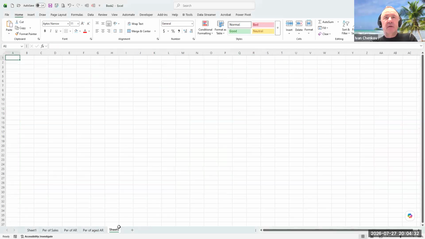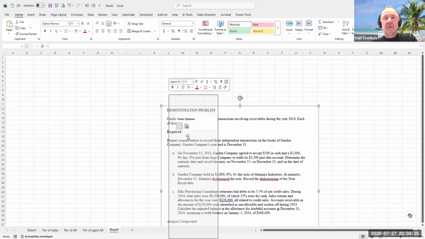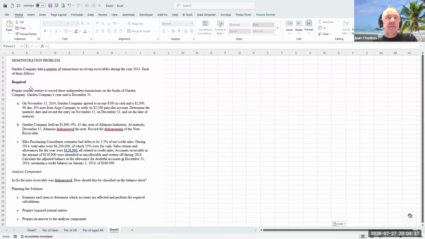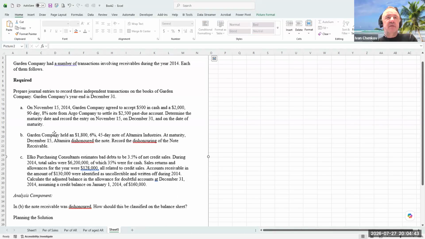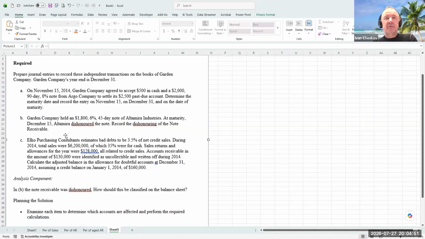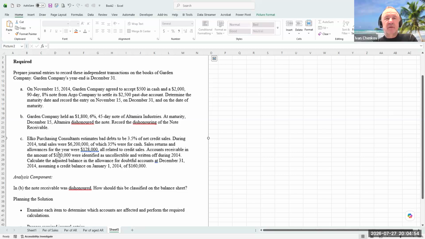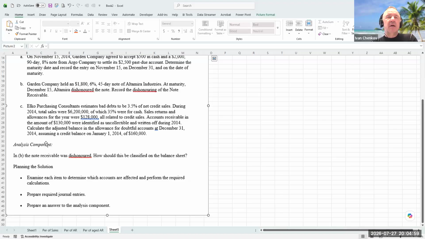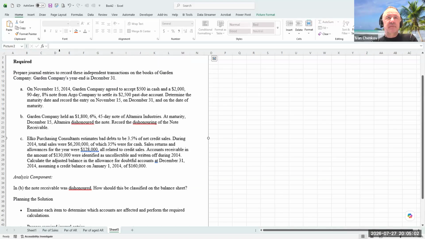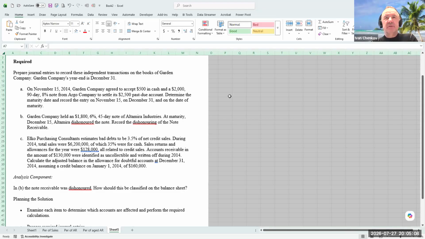Okay, the question that I have for you is going to look like this. This is the demonstration problem for this company. The first two parts are related to the notes receivable. Again, I'm not going to discuss the notes receivable. You have it as an example, but notes receivable is not going to be on the final exam. So we're going to skip notes receivable and move to letter C, and we're going to focus only on letter C, which is related to accounts receivable.